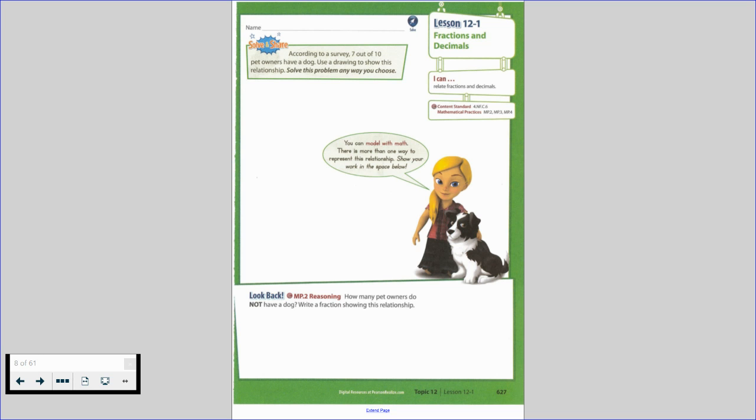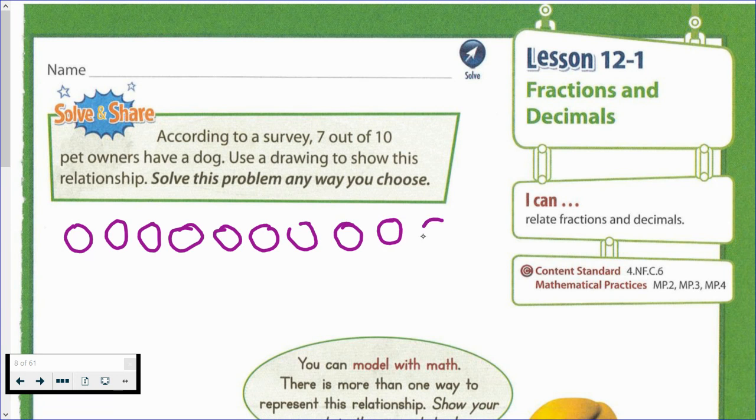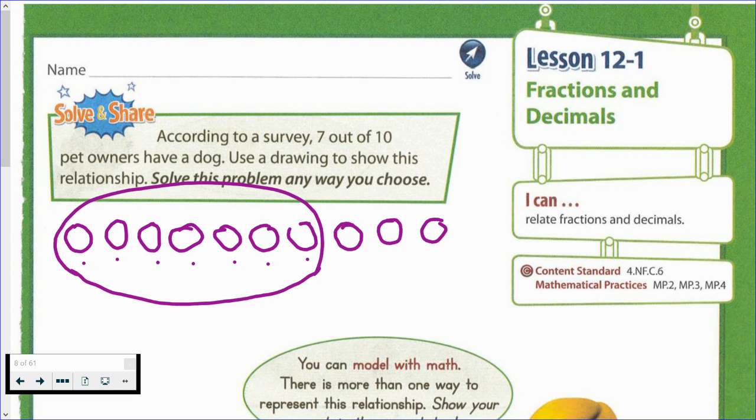For today's Solve and Share, we are on the first page of Lesson 12-1. The Solve and Share states, according to a survey, 7 out of 10 pet owners have a dog. Use a drawing to show this relationship. So, if we have 10 people in our group, we can simply draw 1, 2, 3, 4, 5, 6, 7, 8, 9, 10 people. 7 out of those 10 people have a dog. So 1, 2, 3, 4, 5, 6, 7. These are all of our dog owners.